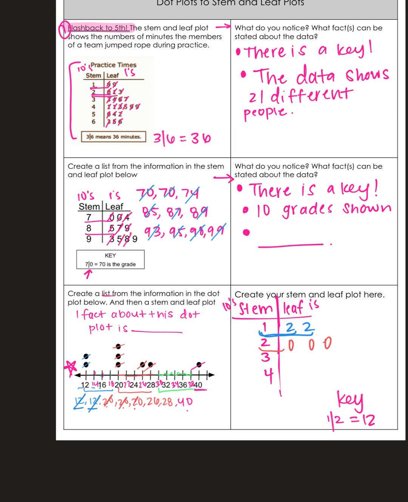Do I have any more 20s? Yes, I have 26, so I need to write 6. And I have one more, I have 28, so I need to write 8 to represent 28. The next one that I have is 30s, since I have that 3 right there, but notice how in our list we don't have anything with 30s. So we're actually not going to write anything out right there. We're going to skip right over it, and that shows that there are no numbers with 30s. The last one that we have is 40, and all we need to do is draw that 0 in.